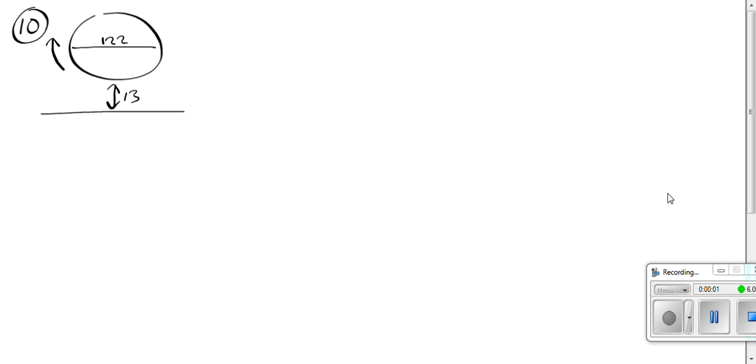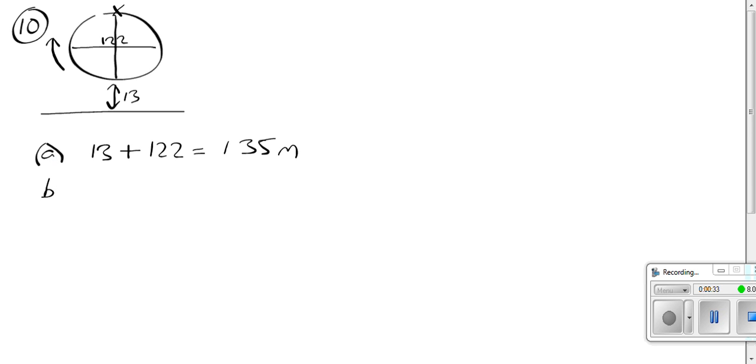Okay, in question 10, we're given the diagram of the Ferris wheel as there. In part A, we're asked to work out the maximum height above the ground of the seat. So we're looking for this height here. If the diameter is 122, obviously the diameter in that direction is 122. So the maximum height is the 13 meters there that the bottom of the Ferris wheel is above the ground, plus the diameter. So the maximum height is 135 meters.